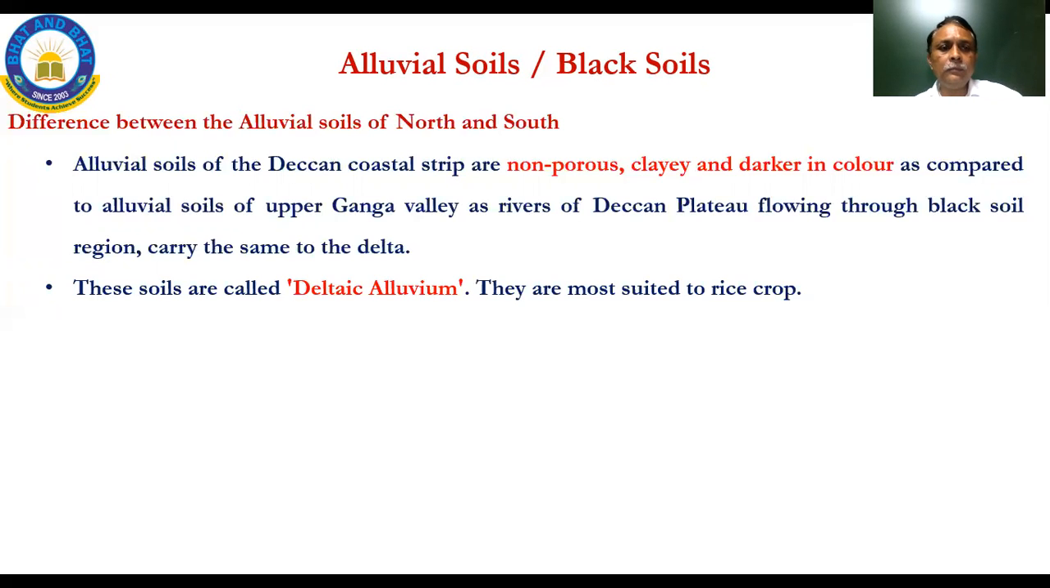And the southern alluvial soil, these soils are called deltaic alluvium, and they are most suited to rice crop. East Godavari, West Godavari, Krishna, these districts in Andhra Pradesh is actually the rice bowl. The rice bowl in southern India, where maximum paddy is grown, because the soil is most suitable for that.